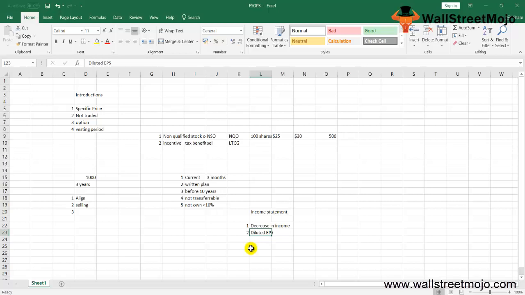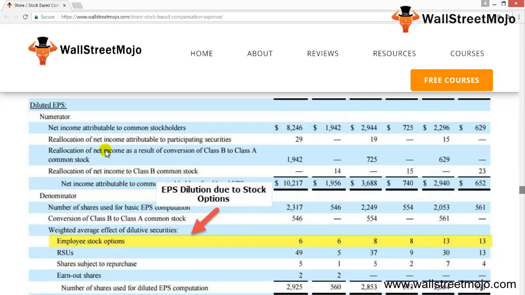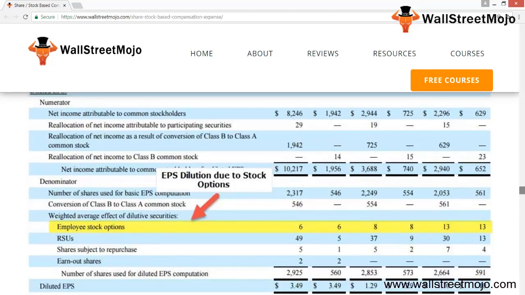Now I'll show you Facebook's employee stock options increasing the total number of outstanding shares, thereby reducing the earnings per share. If you see over here, the employee stock options, 6, 6, 8 and so on and so forth, it is in a way reducing the diluted EPS. You can see 3.49, 3.49, 1.29 and so on and so forth. So overall, the impact of the stock options on the income statement is to increase the expense, reduce the net income and increase the number of outstanding shares. So all of which will result in smaller EPS.